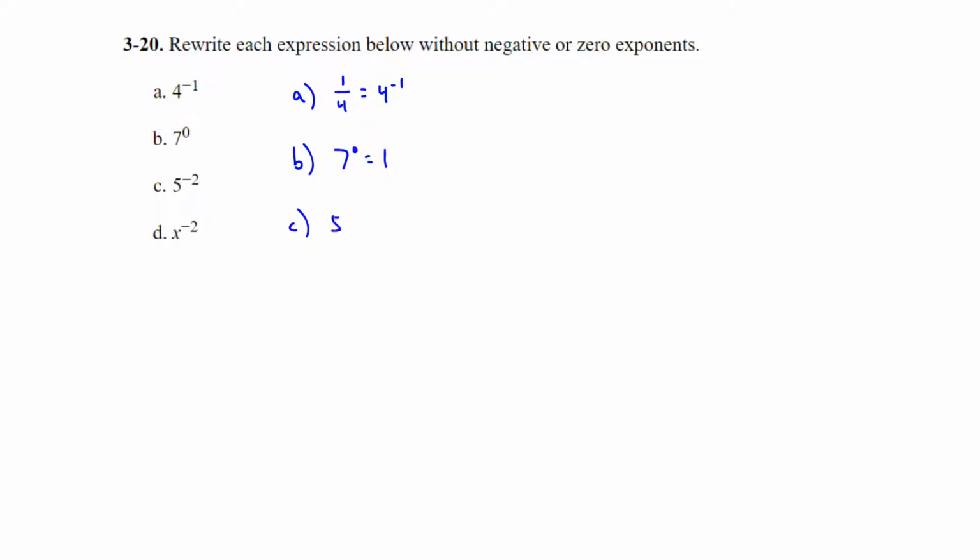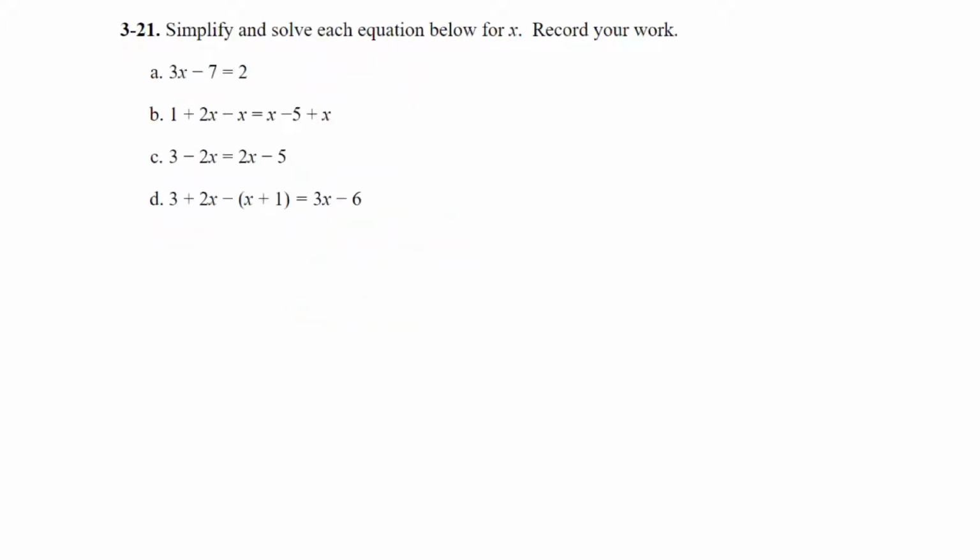On C, 5 to the negative 2 is equivalent to 1 over 5 to the positive 2, which we could simplify if we wanted to. So 1 over 25. And then D, x to the negative 2, same thing as C, but just a variable, 1 over x squared. So remember, with negative exponents, we move them to the numerator or denominator depending on where they're located, and then powers of 0 are equal to 1.